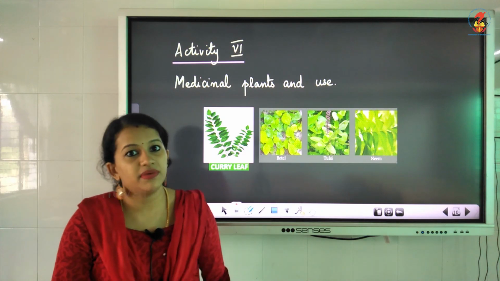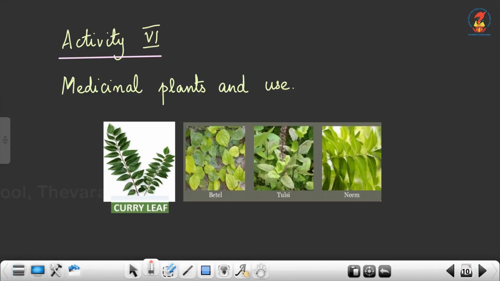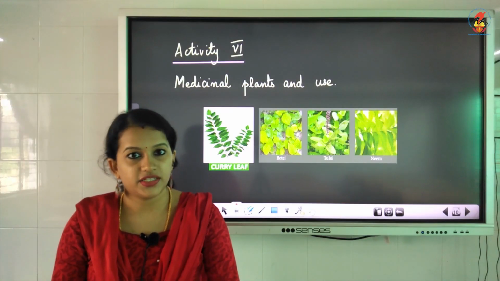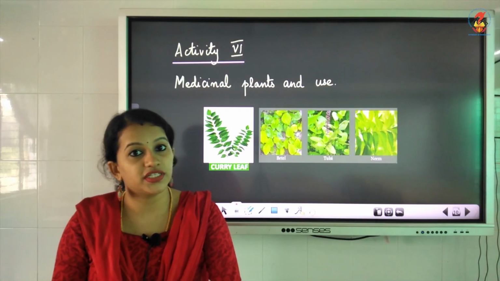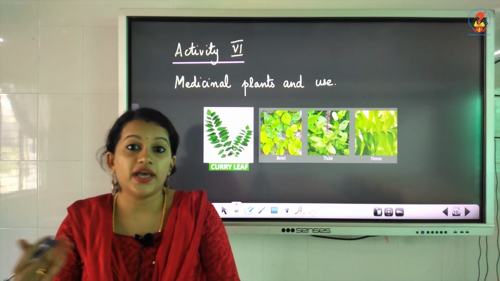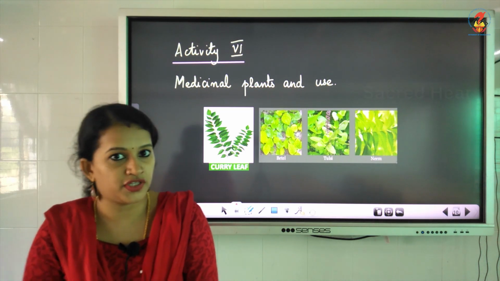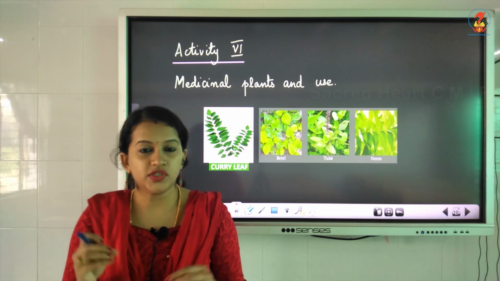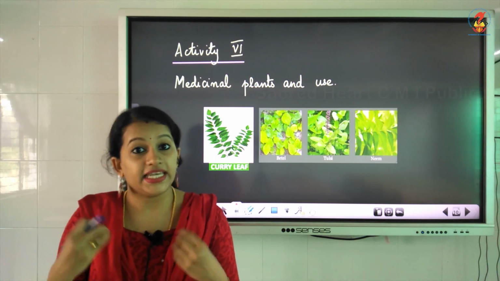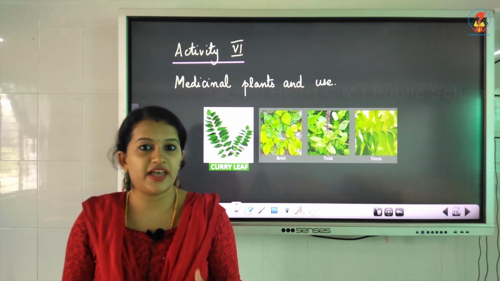Then Neem. You must have seen the Neem tree. Okay, Neem is used to cure fever, and also it is used to cure certain skin diseases, isn't it? The diseases that affect your skin. So children, you can stick the leaf of any of the plants, as your choice.